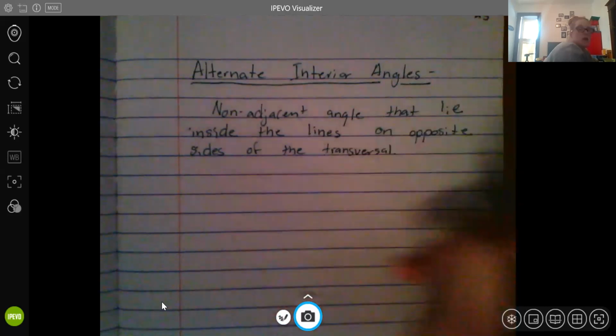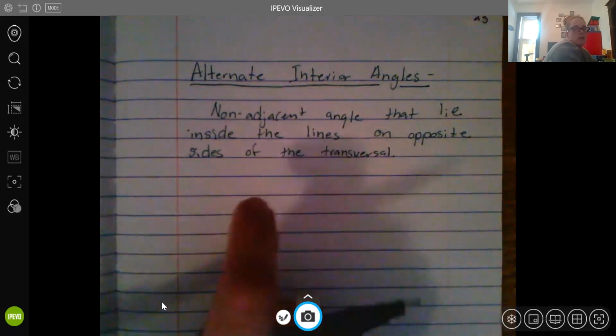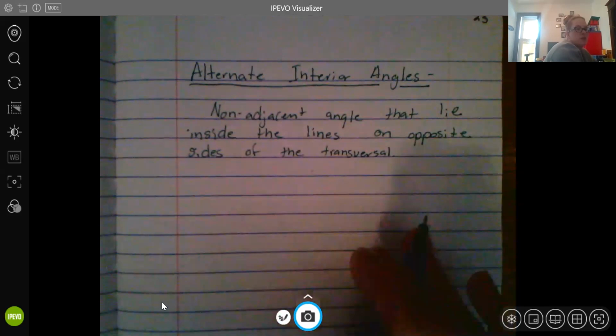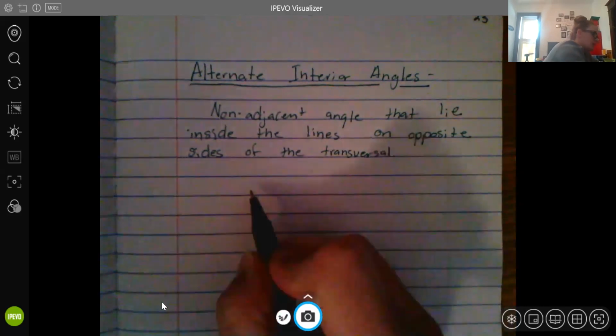Now, remember, alternate interior angles occur even if my lines aren't parallel. It's just that the measure statement that I write isn't true if they are not parallel. So that only holds true for our parallel lines. So let's go ahead and draw our example.